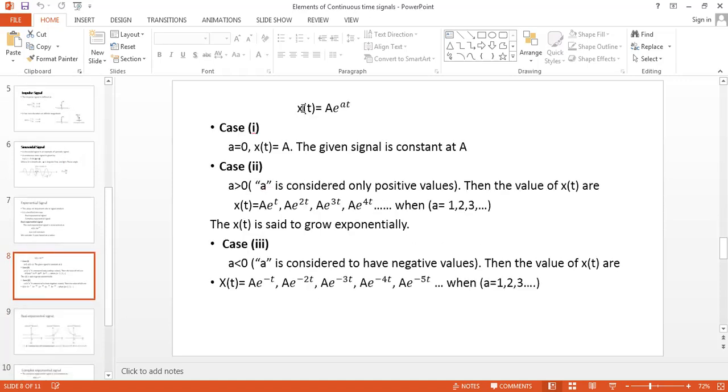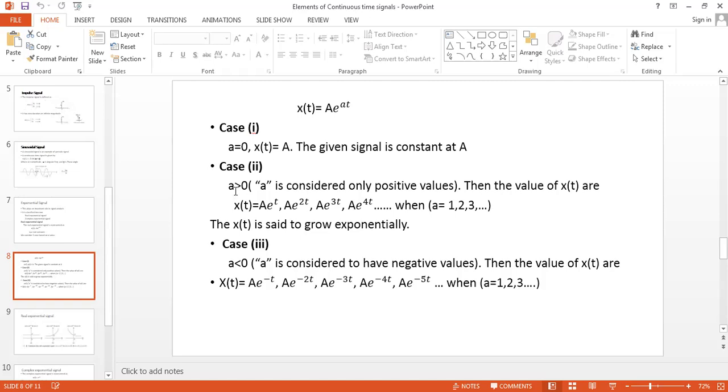The standard equation for a real exponential is x(t) = A e^(at). In the first case, we consider a equal to 0. If a is equal to 0, e to the power 0 is 1, so x(t) is equal to A. This is a constant value.